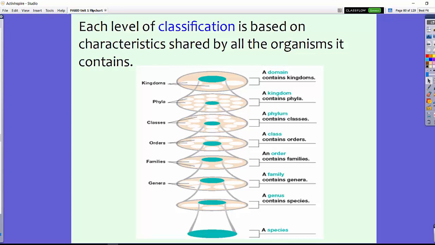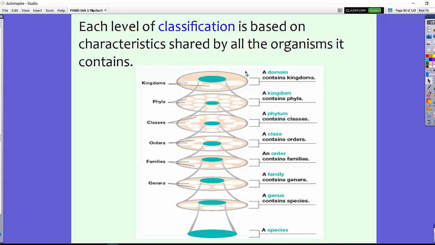So think of this as a Russian nesting doll. Those are the dolls that fit inside of each other. You have a really large doll and then another smaller one, and then a smaller one, smaller one, smaller one, until you have this tiny little Russian nesting doll. It's really, really tiny. So that's kind of what these are. Think of the domain as having the most number of organisms in it. However, there are very few domains.